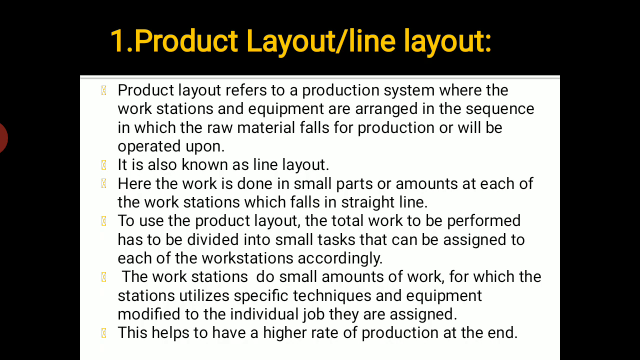This helps to have a higher rate of production at the end. It only does the cutting work, and then it passes to machine number 2. It does, suppose, the polishing work. At the third stage it takes up rolling work. Likewise, whatever machines are placed, one by one the raw material, the semi-finished goods, get passed on to the next workstation, with the purpose of getting a little bit of modification. And at the end, after a sequence of production, we have the product being produced.